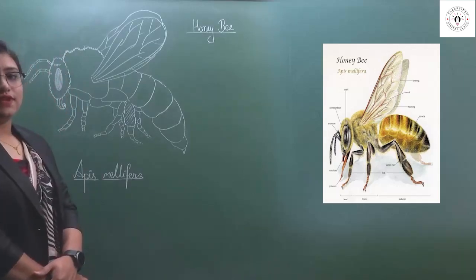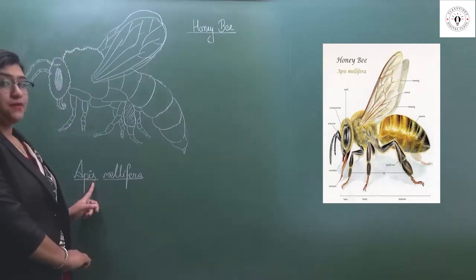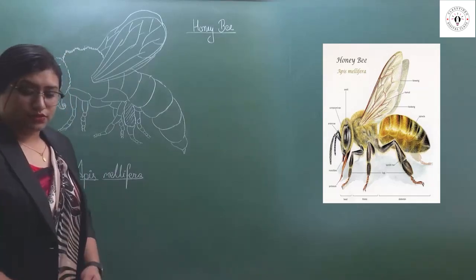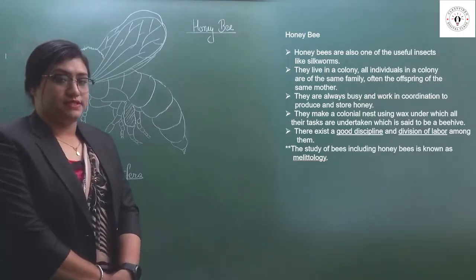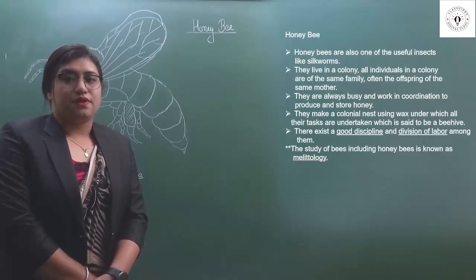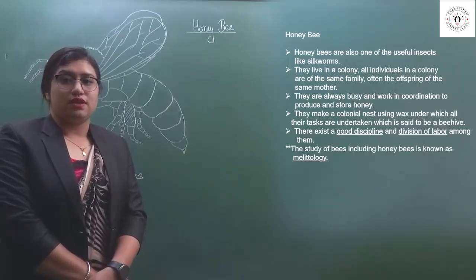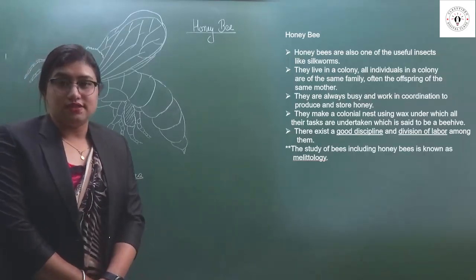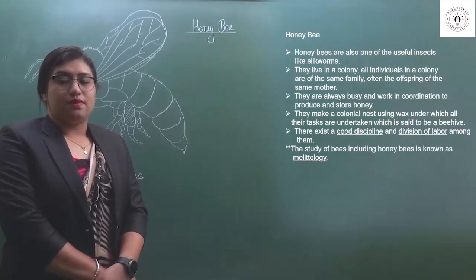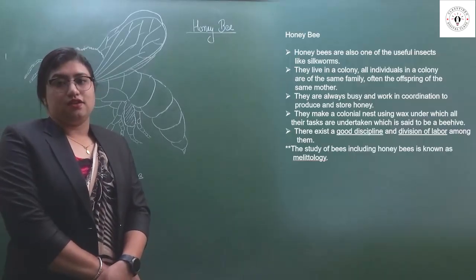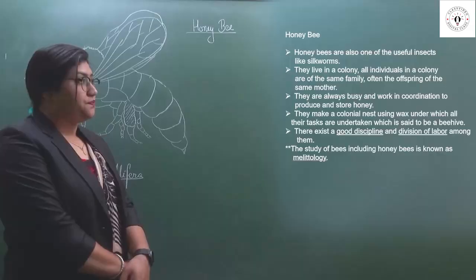Honeybee, the scientific name for the honeybee, is Apis mellifera. Let's go to the slide. Okay, honeybees here are one of the useful insects, like the silkworm. Previously, we discussed the economic importance of the silkworm, and in this chapter, we are again going to study the external structures, the colonies of the honeybee, and also their economic importance.